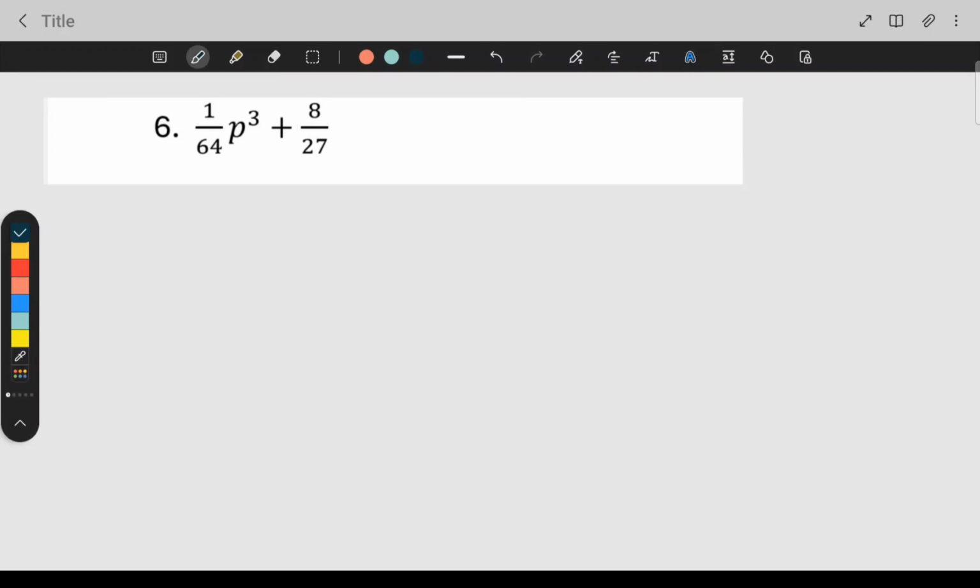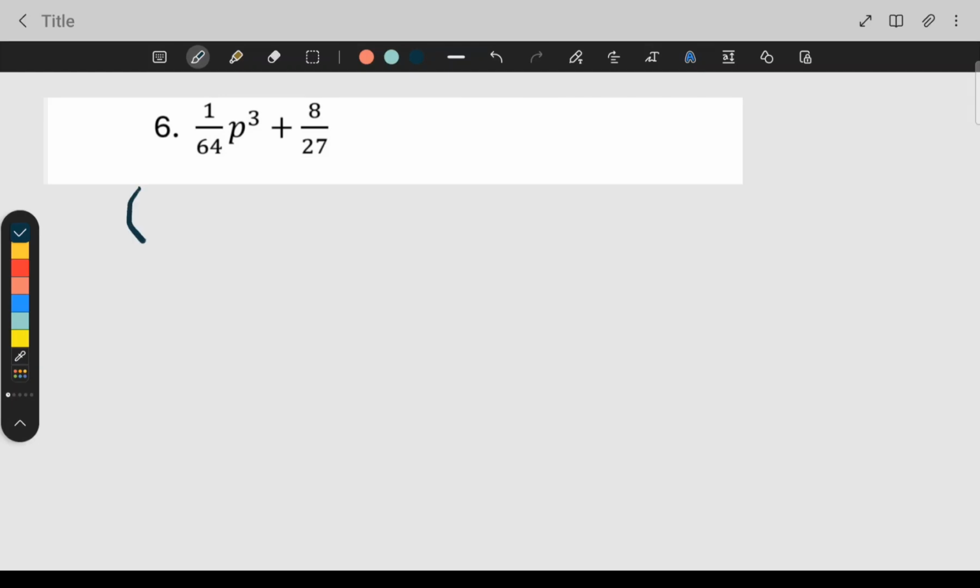Let's look at number 6. This one I'm going to do a little bit faster because I think by now you know the steps. Let's quickly check if this is the sum or difference of two cubes. This is a multiple of 3. Yes, one is a perfect cube. This is a perfect cube. This is a perfect cube. And that. Okay? It's the sum of two cubes.